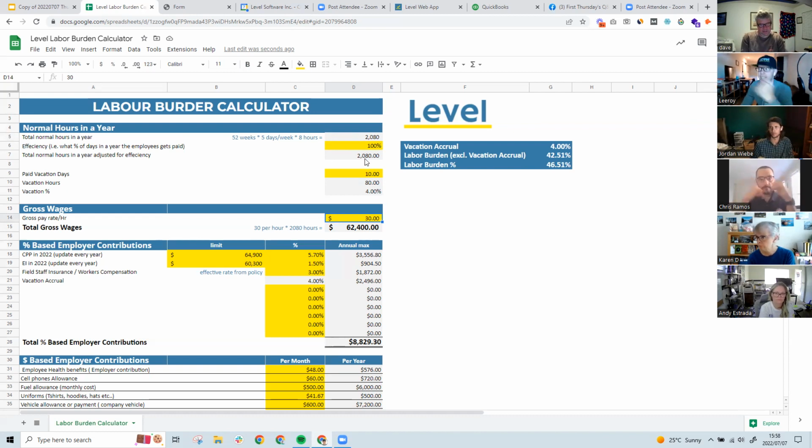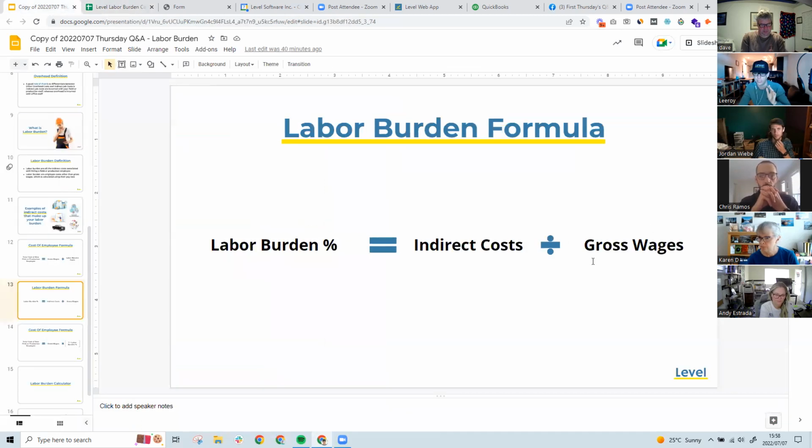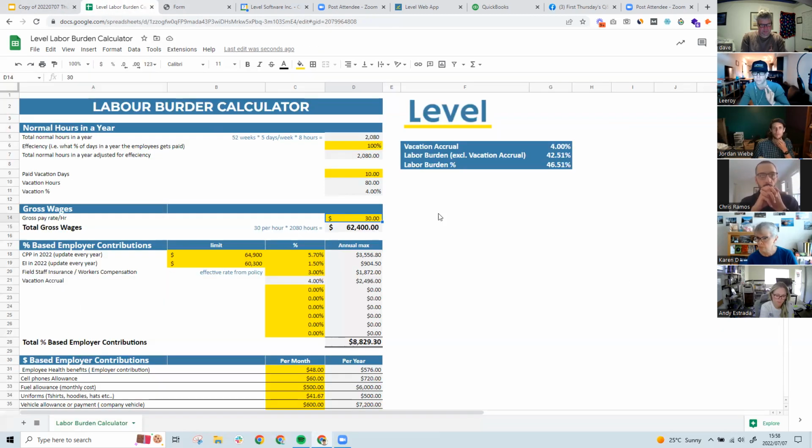So what I would expect at year end, if I looked at my gross wages, is about a $62,400 gross wage expense. That's just their hourly rate, right? There are no other indirect costs. We're only looking at gross wages here. Does that make sense?